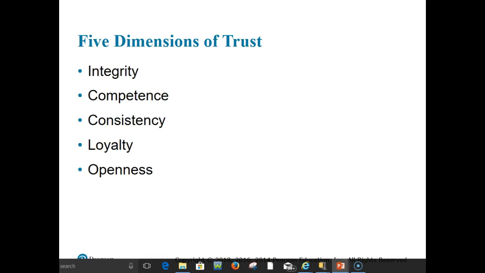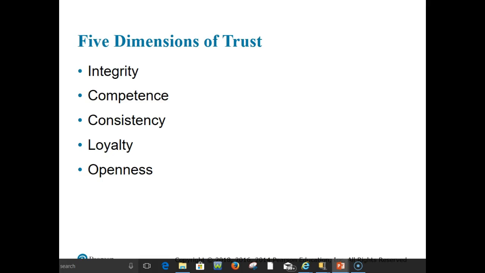So research has identified 5 dimensions that make up the concept of trust. First being integrity, and that is honesty and truthfulness. Competence, and keywords associated with confidence, technical and interpersonal knowledge and skills. Consistency, which is reliability, predictability, and good judgment in handling situations. Next is loyalty, and that is the willingness to protect a person physically and emotionally. Openness, and that's the willingness to share ideas and information freely.